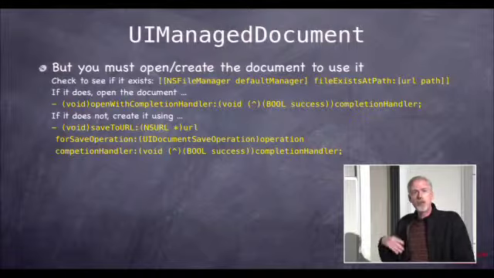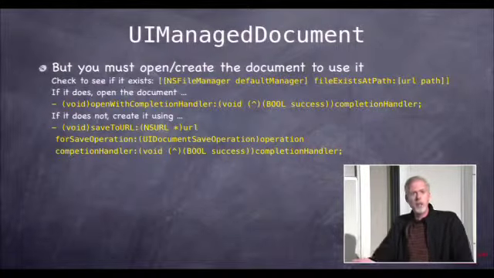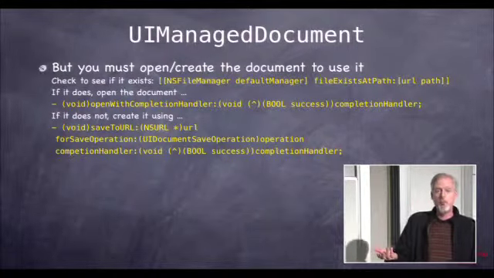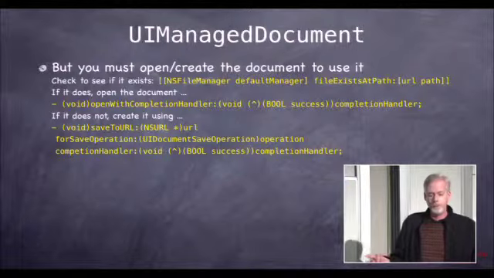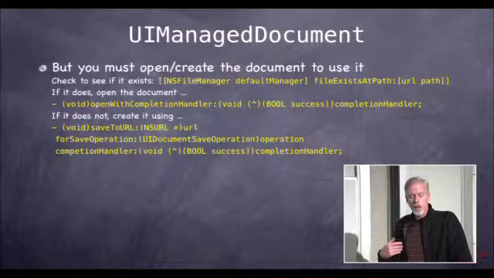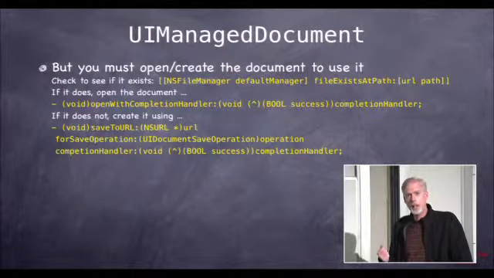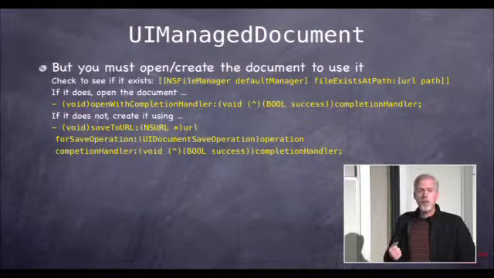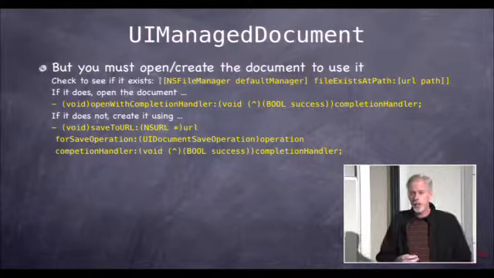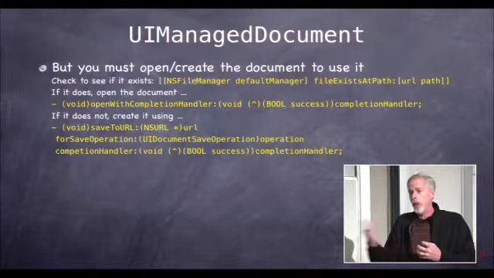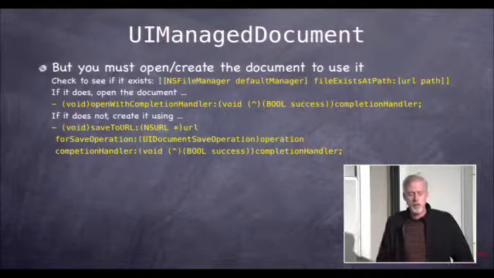It's a block that has no return value, and it just takes a Boolean, which is whether it succeeded in opening the file. And if the file doesn't exist yet, which you have to check for, unfortunately, I always thought it would be nice to have an API in UI Managed Document, which is, let me use this document. If you have to create it, go ahead, but let me use it. But you don't do that.